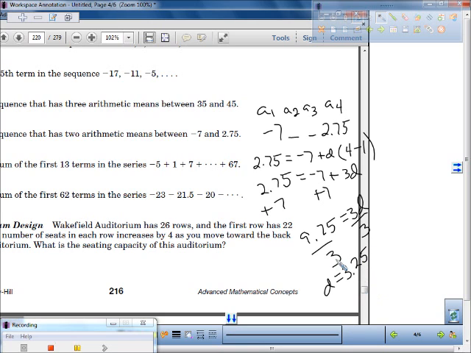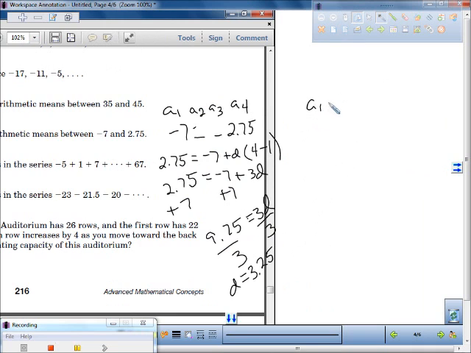Now again, we want the second term and the third term. So what we'll do here is take the 3.25 and add it to the -7. When we do that, we end up with -3.75. Well, I'm going to write it over here. I have a little bit more room.